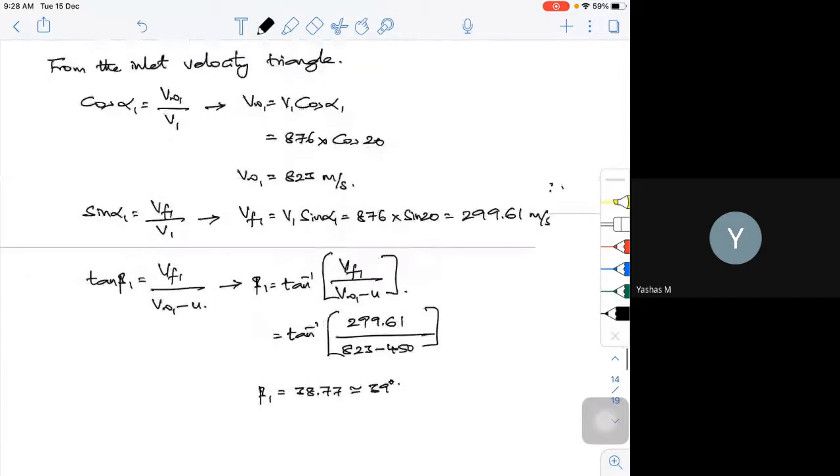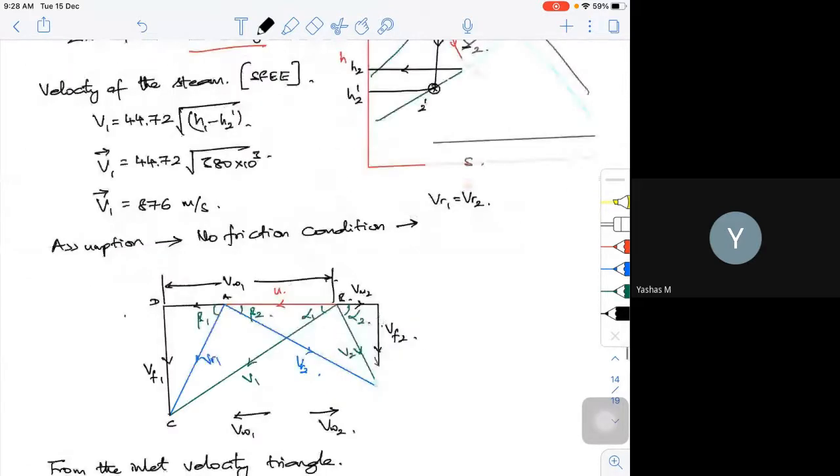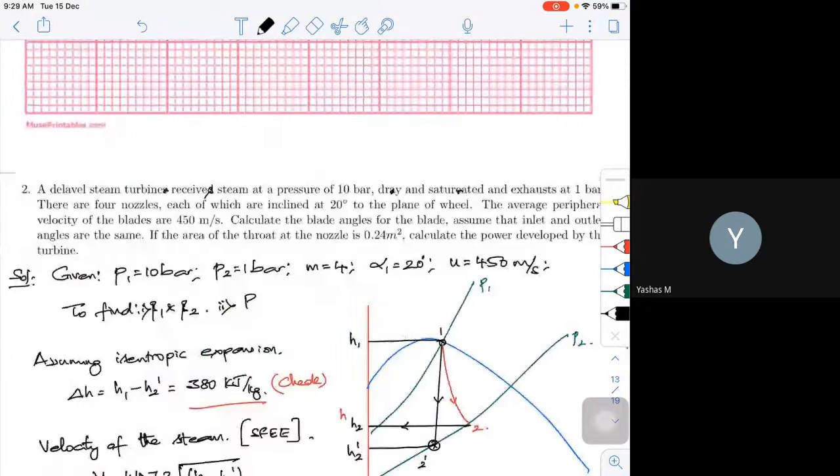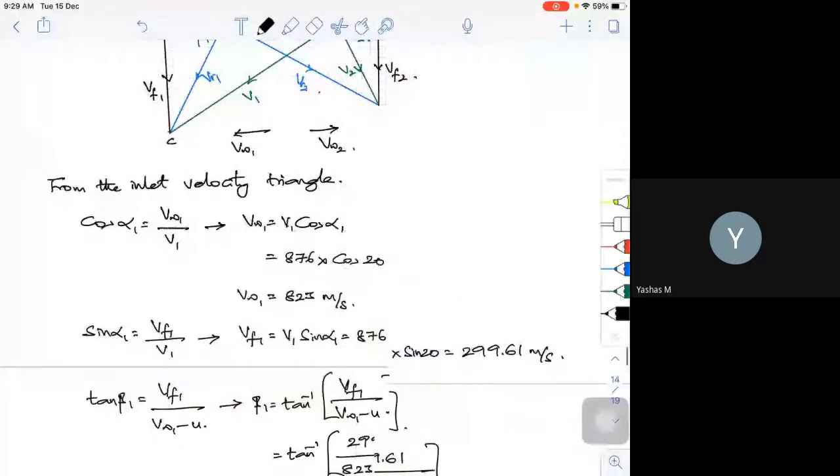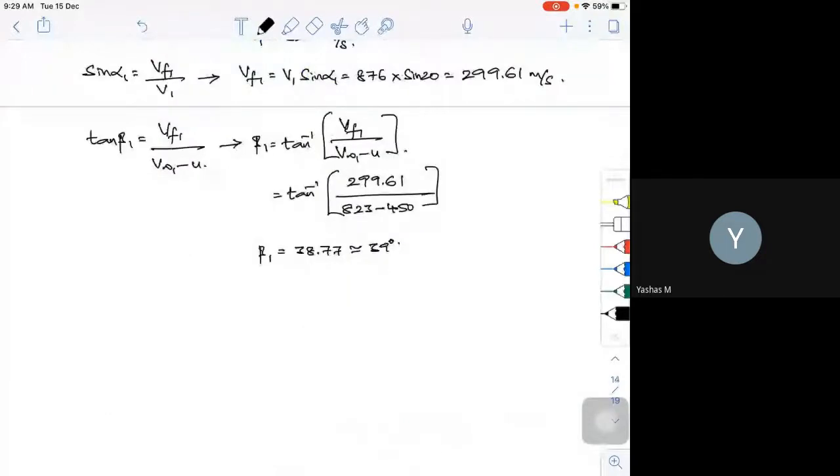If you go back and see here, there is a statement in the numerical: the blade angles, assume the inlet and exit blade angles are the same. That means if you calculate beta 1, beta 2 is also equal to the same value. Beta 1 and beta 2 are the same. That is, beta 1 is equal to 39 degrees. Therefore, beta 2 is equal to beta 1, which is also 39 degrees. So I am able to calculate the first one, blade angles.